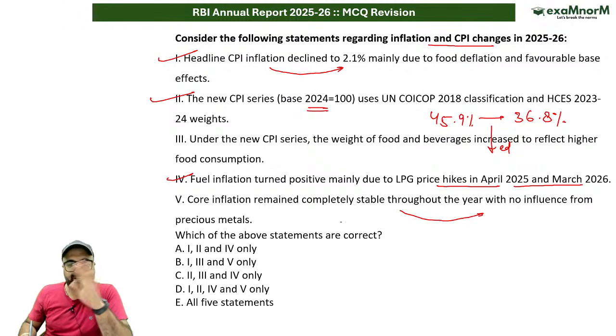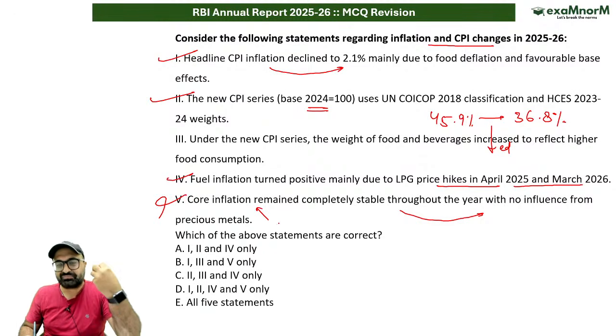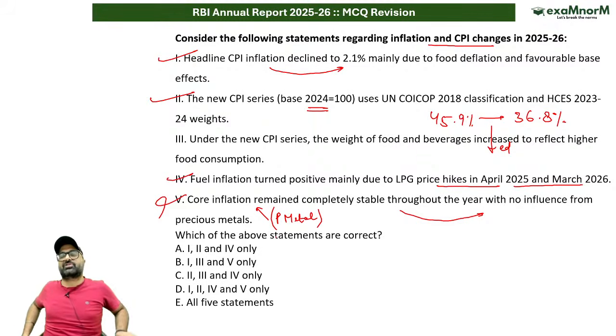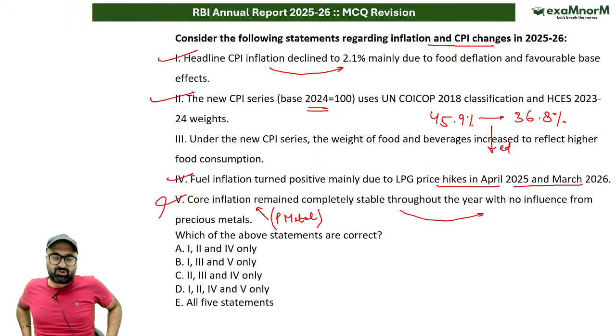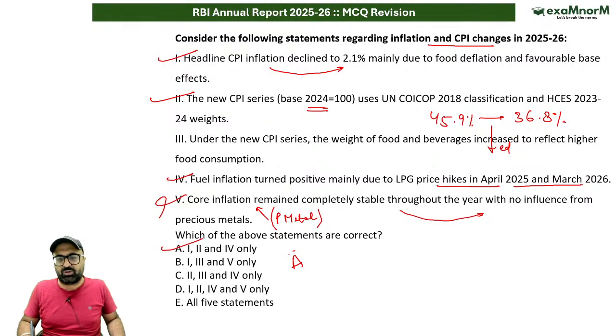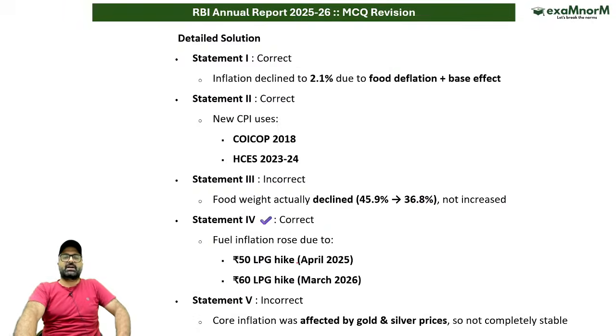Core inflation remained completely stable throughout the financial year. No sir, they were not. Core inflation was not stable, rather it was influenced by the precious metals. Due to the increase in price of gold, the core inflation has also changed. अगर गोल्ड के प्राइसेस या प्रीशियस मेटल के प्राइसेस हटा देते तो ये स्टेबल रहता. That is correct. So answer is going to be A option. 1, 2 and 4 are the correct answers. अगला क्वेश्चन देखो.